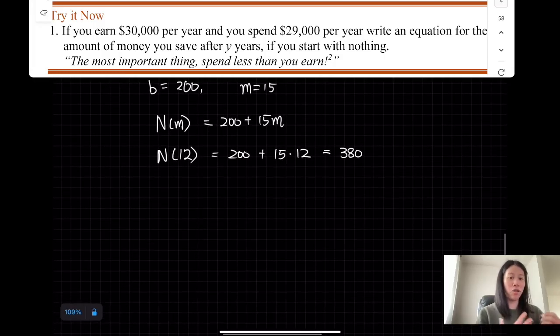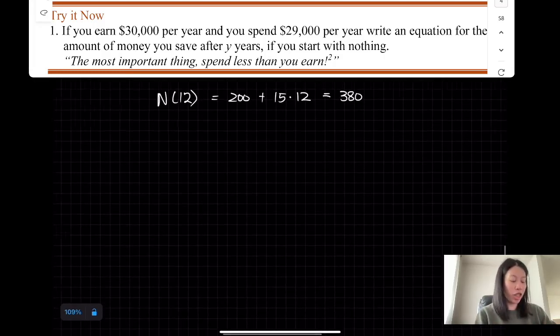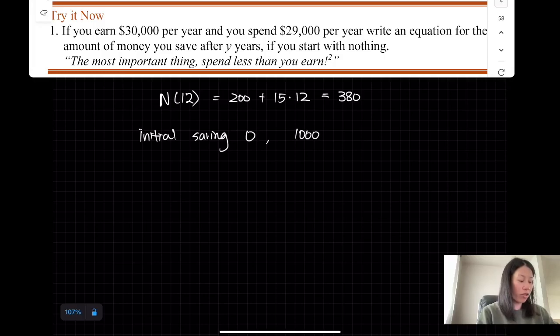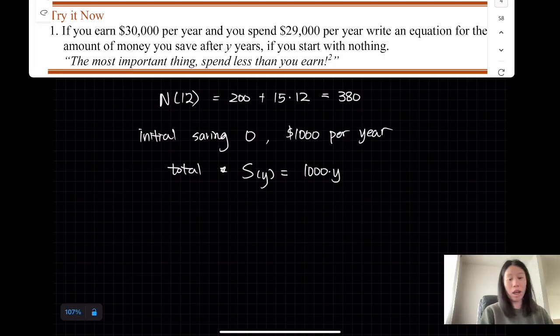Think about it. Now you have nothing, so that means your initial savings is 0. You're starting with 0, and each year you're saving $1,000. So your total savings, S in terms of the year y, will be 1,000 times y plus 0, because your initial is 0. Okay.